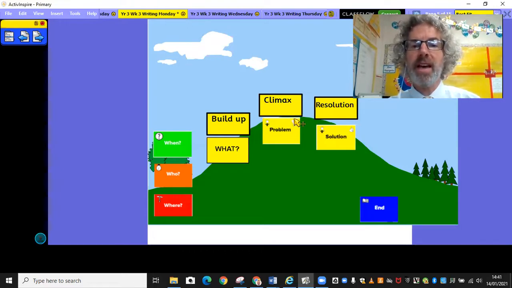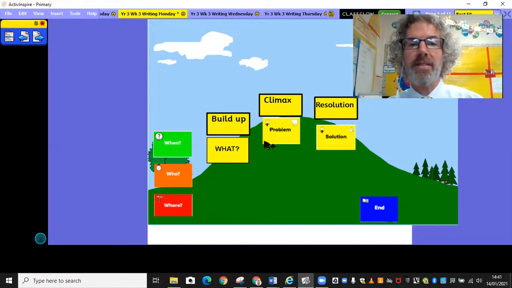Now every story has to have a problem, at least one problem, and that becomes the climax of the story, the most exciting part of the adventure. That problem needs to have a solution and it needs to be fixed, and that's called the resolution. And then we come down this side of the mountain until we have an ending to our story.